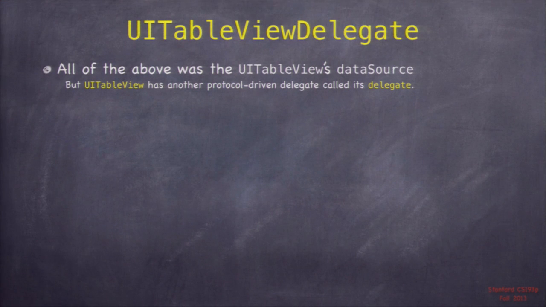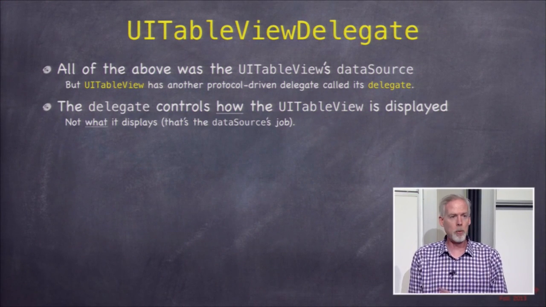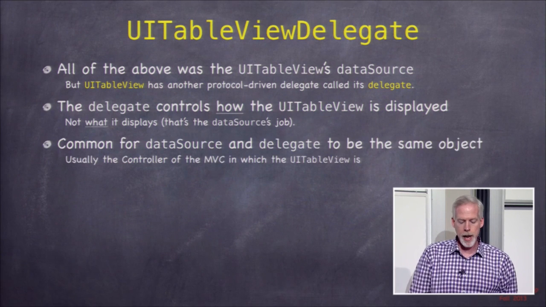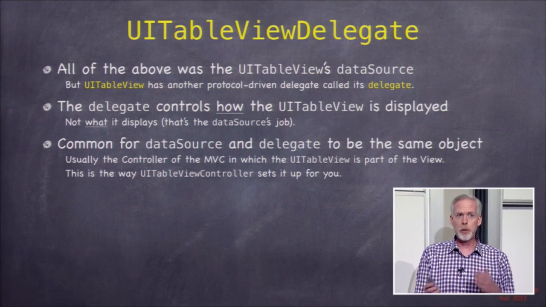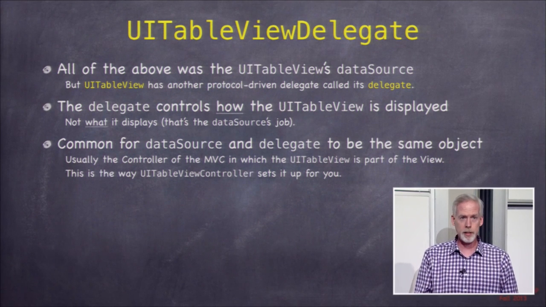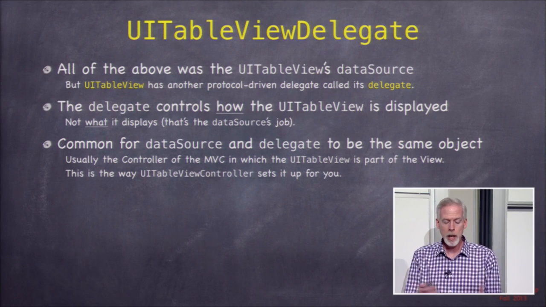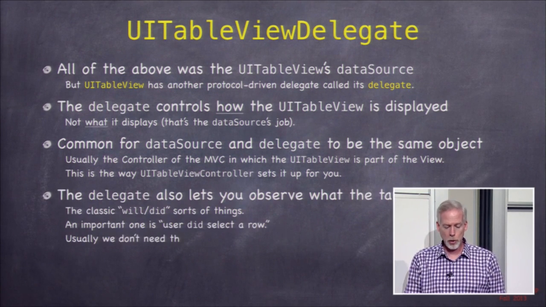All right. The other one is called UITableViewDelegate. And this one, again, is more about how we're going to display this table, not what the data is we're displaying. And it's common, though, for the data source and the delegate to be the same object, namely your controller, okay? Because the table view is part of the view. It's just a view. Table view is a UIView. It's part of your view. So data source and delegate are usually your controller.